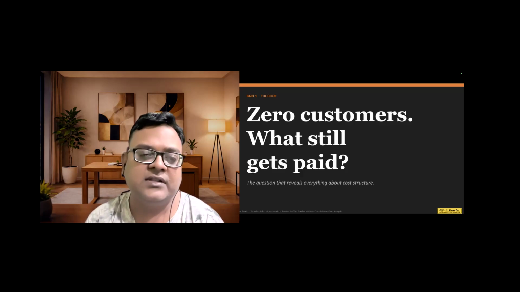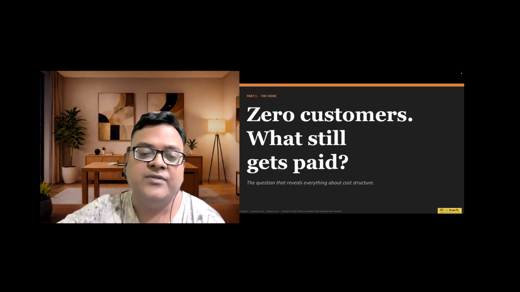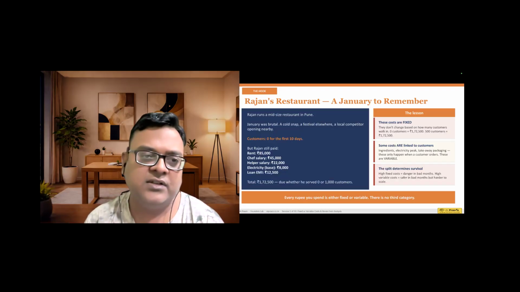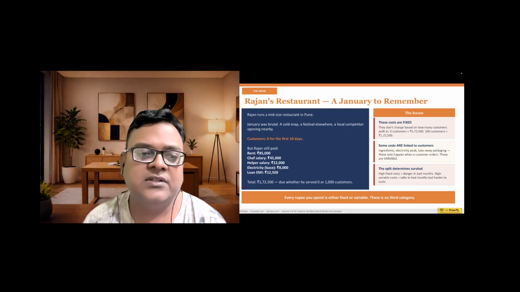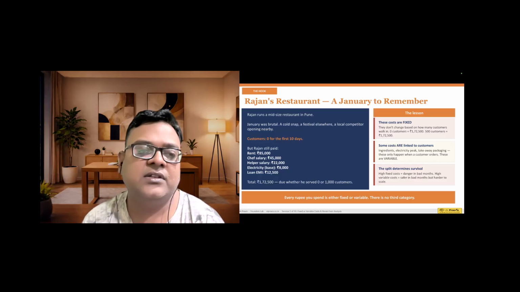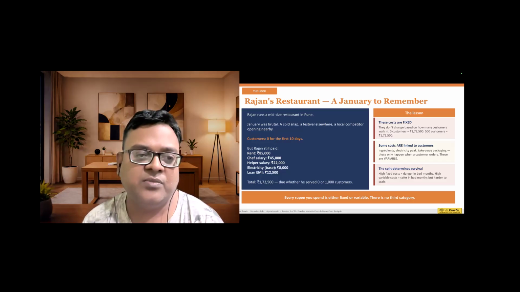So here is the scenario. 0 customers, what still gets paid? The question that reveals everything about cost structure. So here is an example of Rajan's restaurant. And this is a scenario that happened in the month of January. So Rajan runs a mid-sized restaurant in Pune.